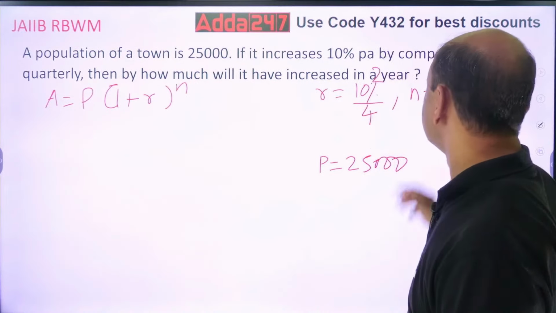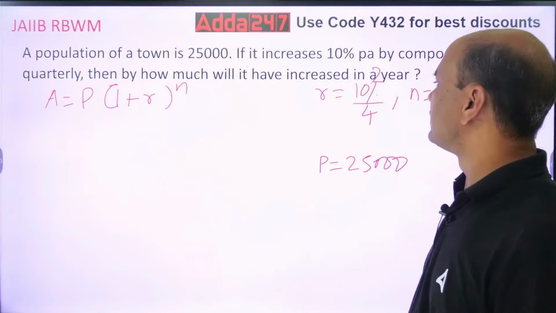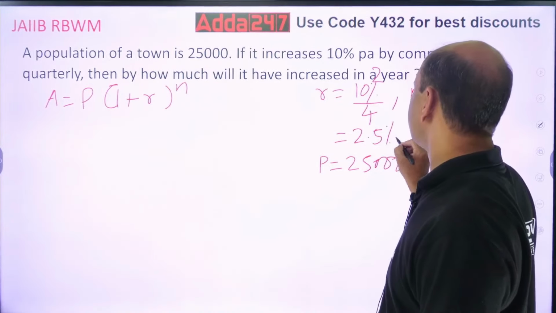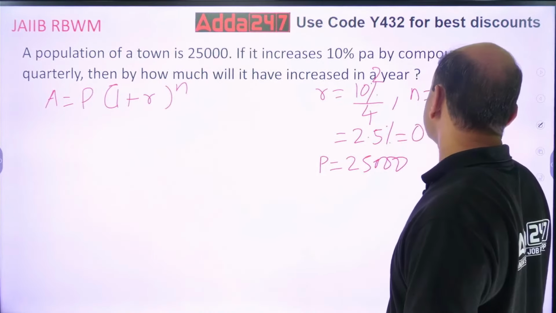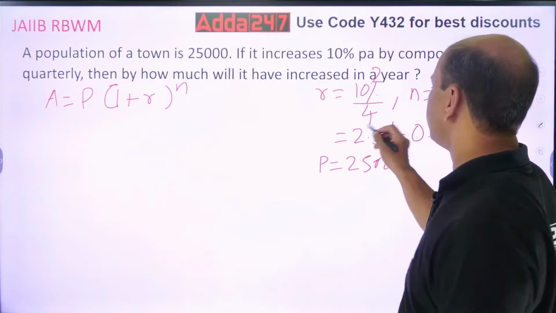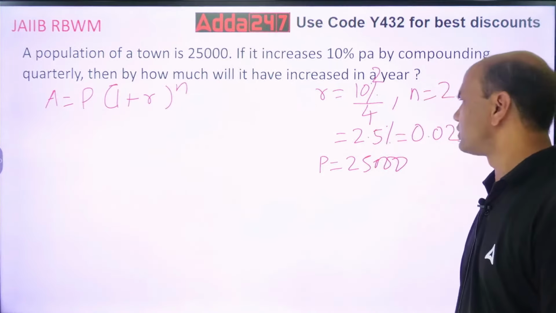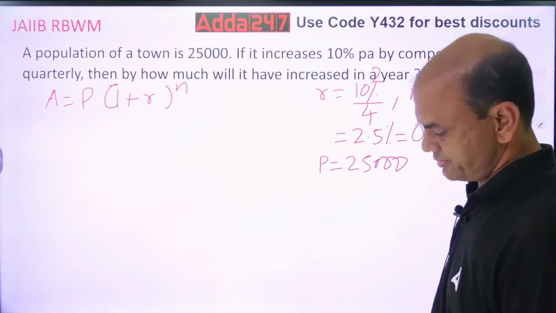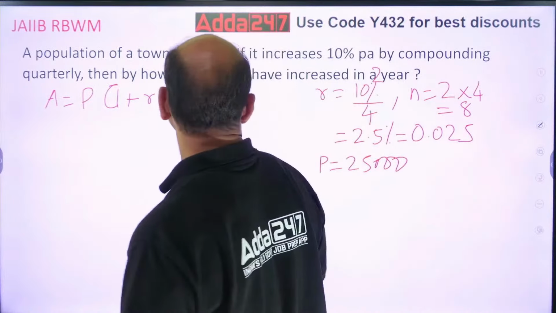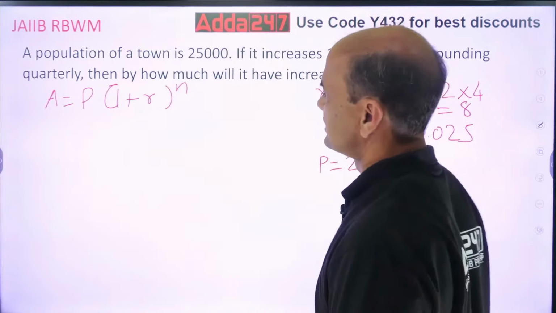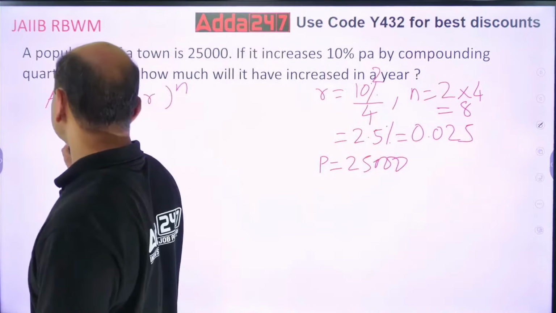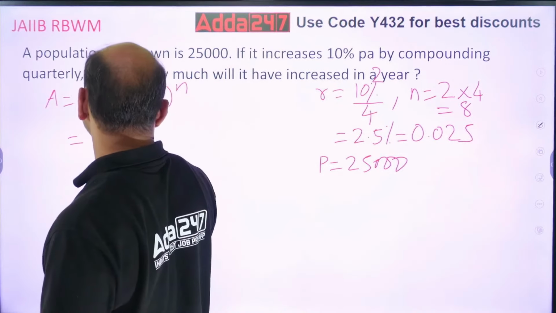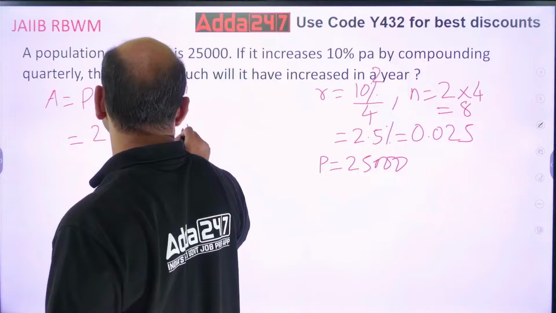And R, you know. So now let's solve this. What is this? 2.5%. You can write it as 0.025, dividing this by 100. And n will be 8. So now solve this. You want the population after 2 years, so A equals P, P is 25,000, into 1 plus R, what is R?